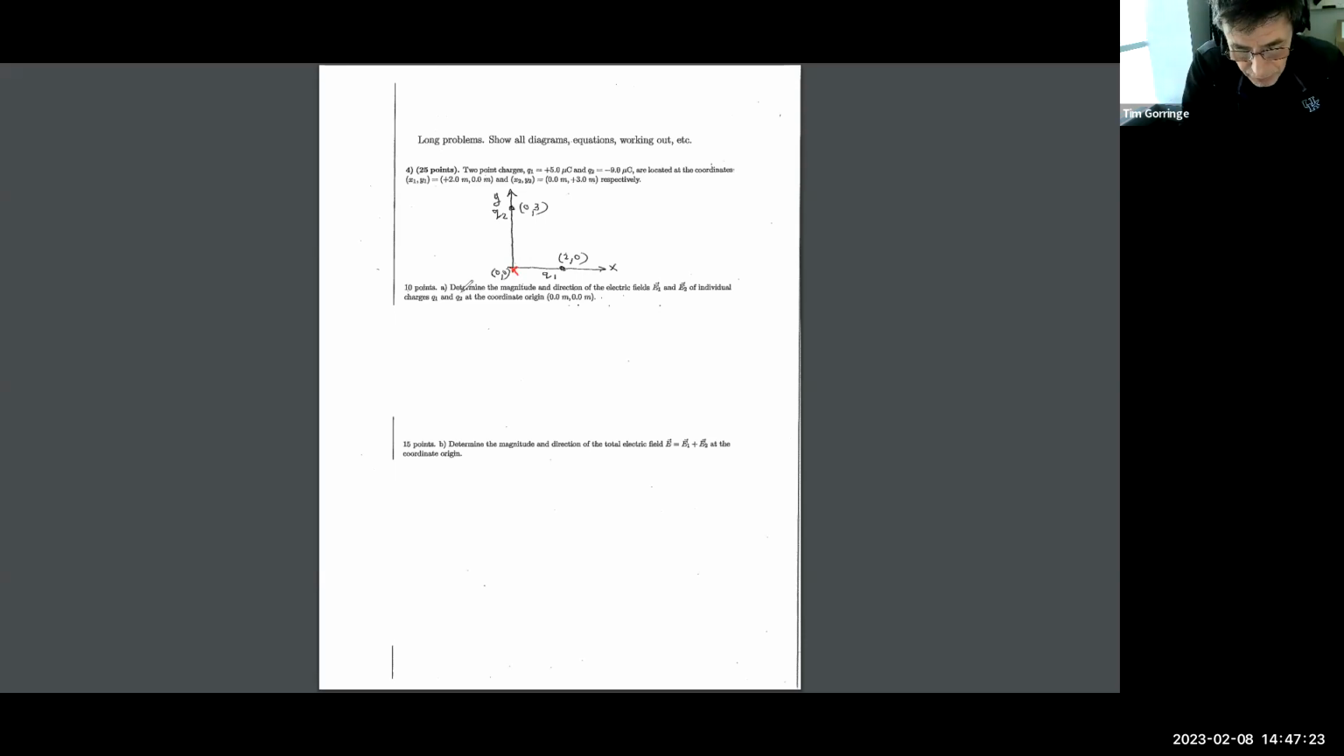The first part of the problem says determine the magnitude and direction of the electrical fields E1 and E2 that are created by the charges Q1, Q2 at the coordinate origin. So we're thinking about this point here. I will call it our field point. It's where we're interested in the field. And we've got to write down the size of the field due to Q1 and the size of the field due to Q2, and state the direction of the fields due to Q1 and Q2 to answer this problem.